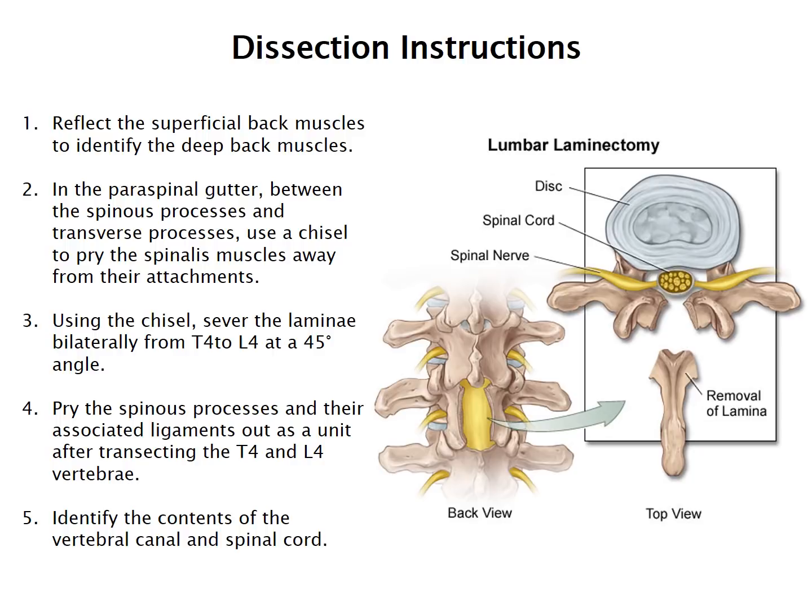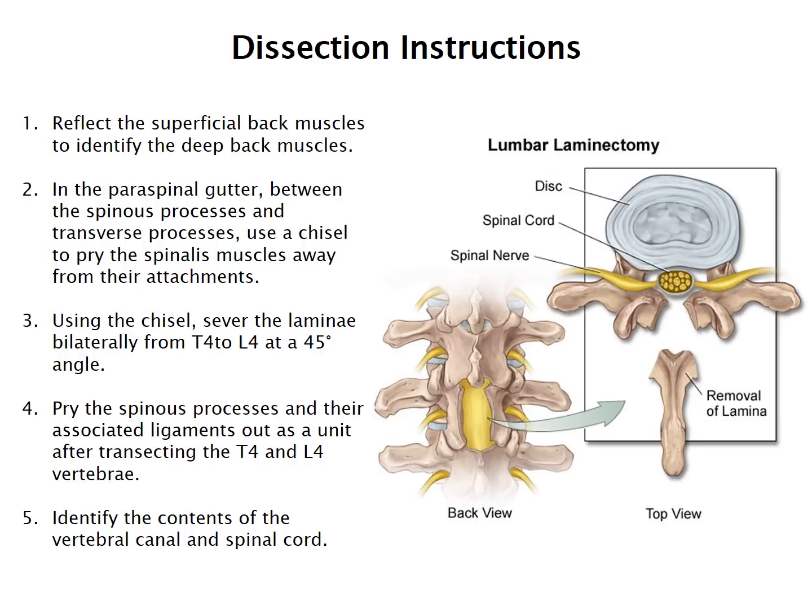In the lab associated with this video, you'll be performing a laminectomy in order to visualize the spinal cord. Here are the dissection instructions to help guide you through this process of the laminectomy. You're first going to reflect the superficial back muscles in order to identify the deep back muscles. Once that's done, you can then begin to prepare for the laminectomy. First, let me point out the area of the paraspinal gutter. The paraspinal gutter is the area between the spinous processes and the transverse processes. It's within this gutter where you're going to make your cuts for the laminectomy.